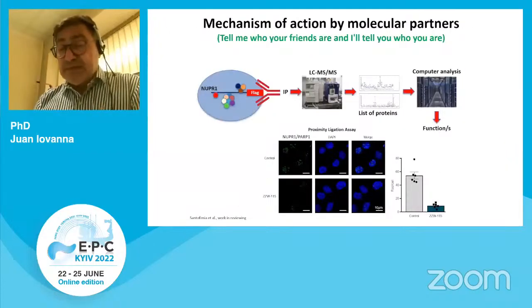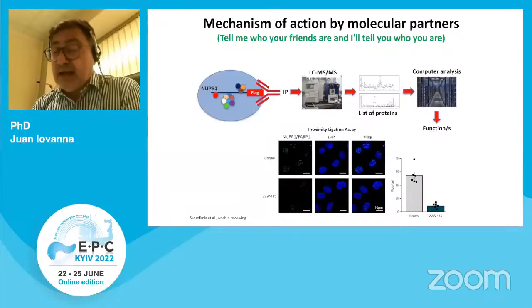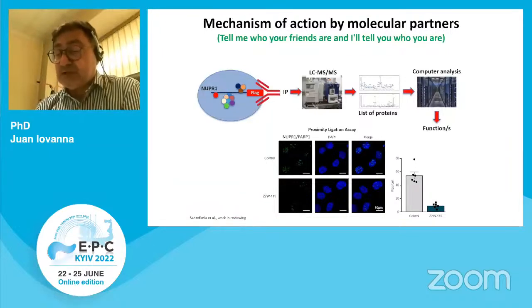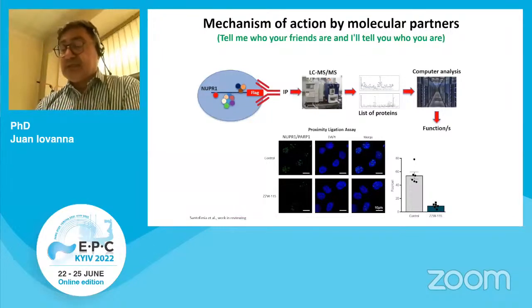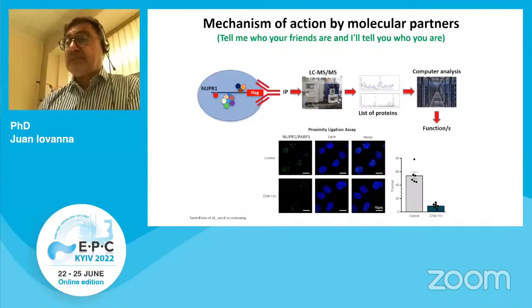The co-immunoprecipitation assay also demonstrated that PARP1 is a partner of NUPER1. The interaction was validated by the PLA assay, as you can see from the green dots in this slide. And most importantly, this interaction is completely sensitive to the ZZW115 treatment.